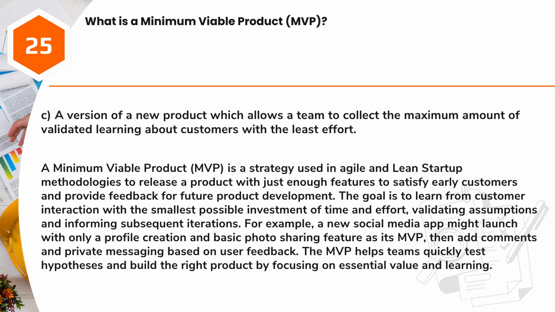Answer: C. A version of a new product which allows a team to collect the maximum amount of validated learning about customers with the least effort. A minimum viable product, MVP, is a strategy used in agile and lean startup methodologies to release a product with just enough features to satisfy early customers and provide feedback for future product development.